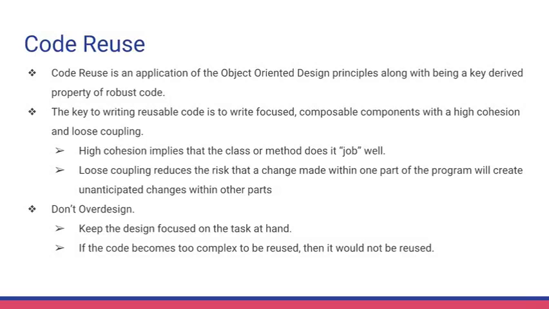Code reuse. Code reuse is an application of the object-oriented design principles along with being a key derived property of robust code. The key to writing reusable code is to write focused, composable components with a high cohesion and loose coupling. High cohesion implies that the class or method does its job well. Loose coupling reduces the risk that a change made within one part of the program will create unanticipated changes within other parts.